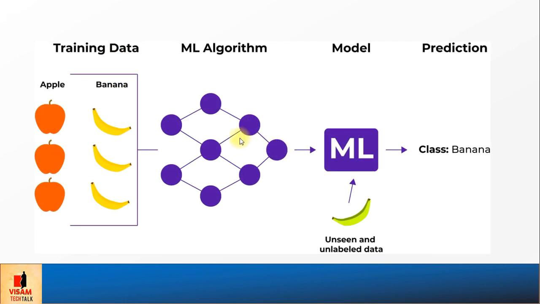Let's see one more example. When we are giving train data, it's apple, banana. So machine learning algorithms, like a supervised learning methodology, use one of these algorithms, and it is going to create a model, take this input, and predict the output. This is what happens in supervised learning.